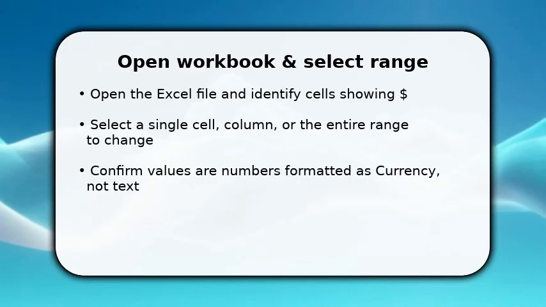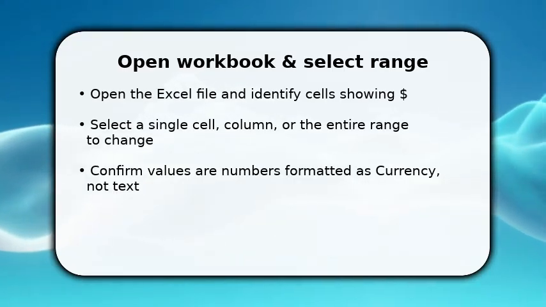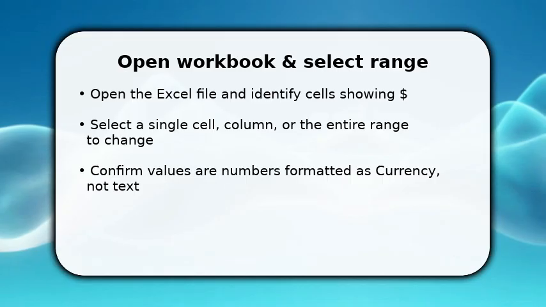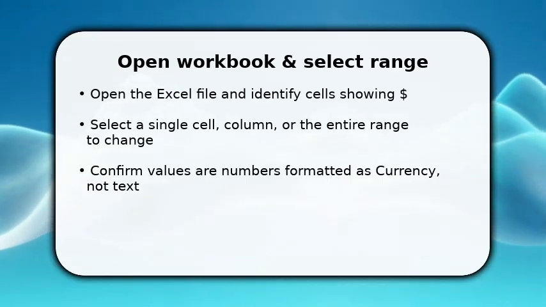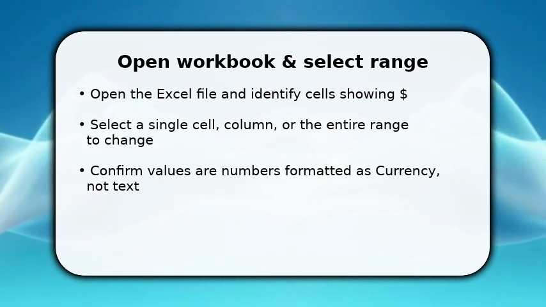Next, press Ctrl+1 to open Format Cells immediately. This shortcut saves time versus the ribbon. You'll use the Number tab to change the displayed symbol. Keep the selection visible so you can confirm changes in real time.